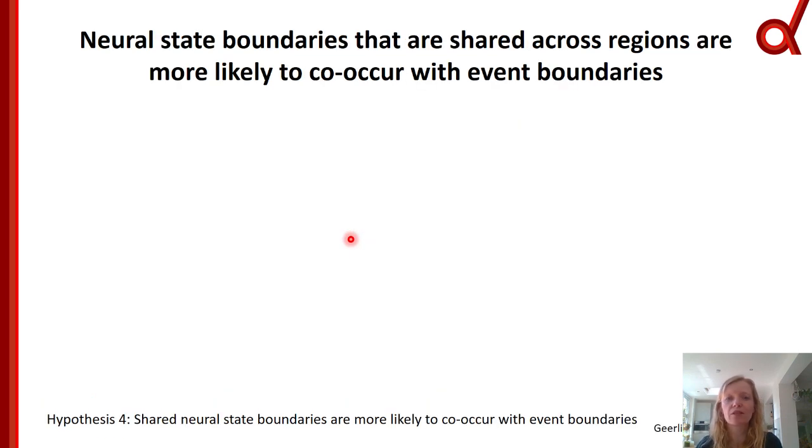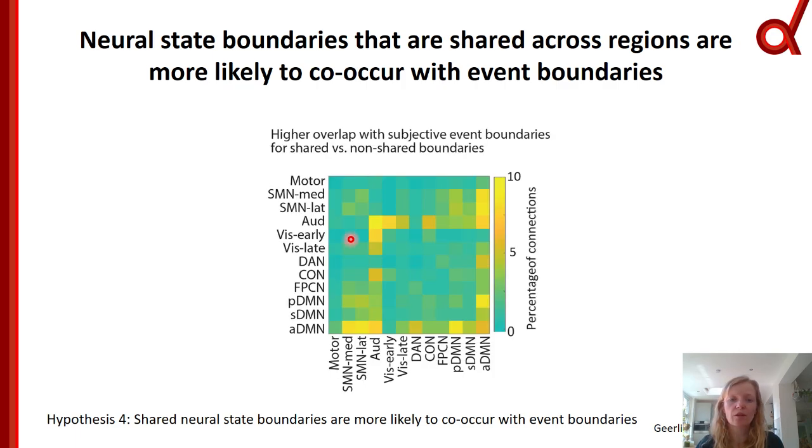And finally, we investigated whether neural state boundaries that are shared across regions are also more likely to co-occur with the event boundaries. So here we looked at whether a boundary shared between two different networks was more likely to co-occur with a subjective event boundary. And this was indeed the case, particularly for this anterior default mode network, but also for this auditory network. So boundaries that were shared between the anterior default mode and other networks, or between the auditory and other networks, were more likely to also be perceived as an event boundary by the participants.